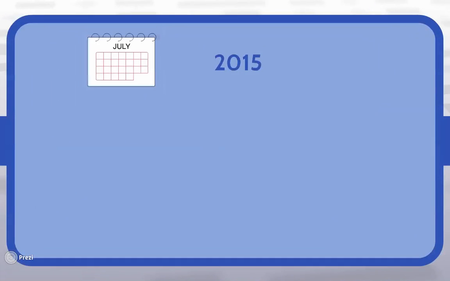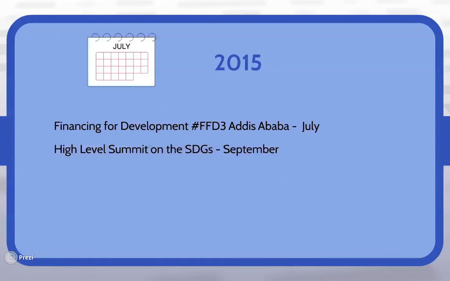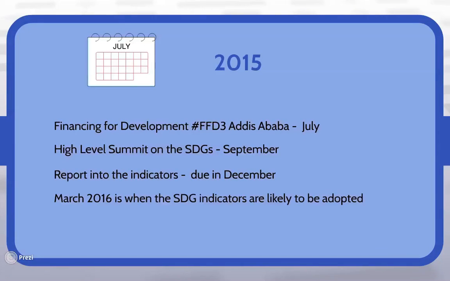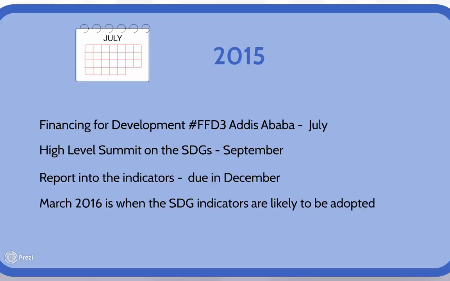We are now in 2015, where discussions are taking place to set the goals, but development of the indicators will actually go on into 2016. It is around the indicators where the contribution of the development research community may now be most important and influential. A summit to discuss financing for development takes place in Addis Ababa in July, and a high-level summit on the SDGs takes place in September, with a report into the indicators due in December. March 2016 is when the SDG indicators are likely to be adopted.